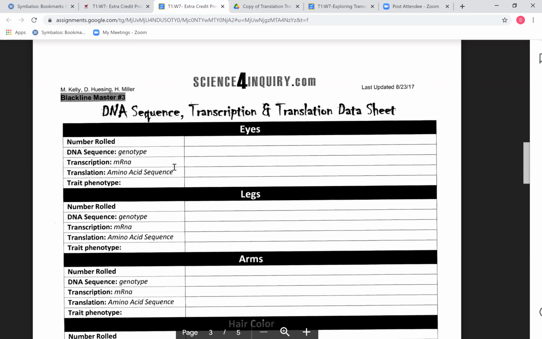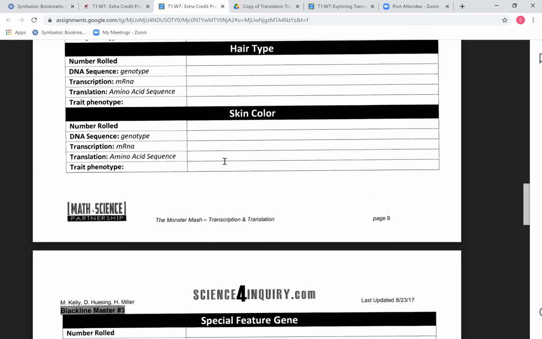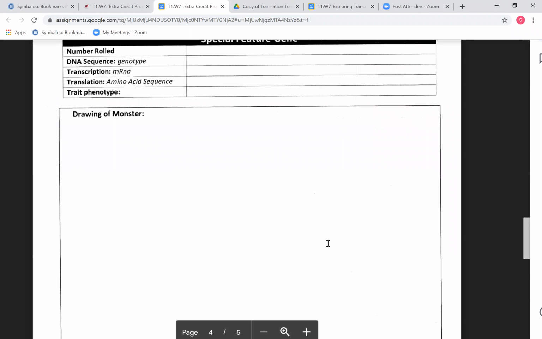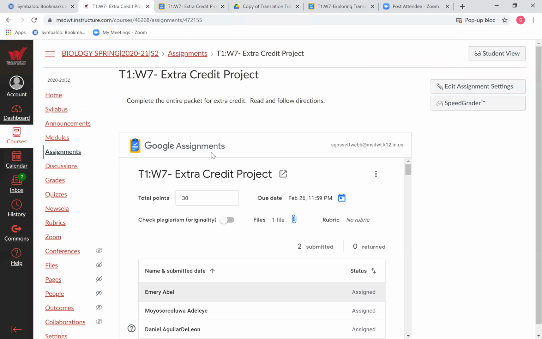do transcription into the mRNA strand, meaning instead of T's you're going to use U. You're going to do translation, which tells me which amino acid you have. And then the phenotype is telling me what they look like with your eyes. If you looked at them with your eyes, what would they look like? Then down here is where you're going to draw your monster. And that's how you do that extra credit assignment.